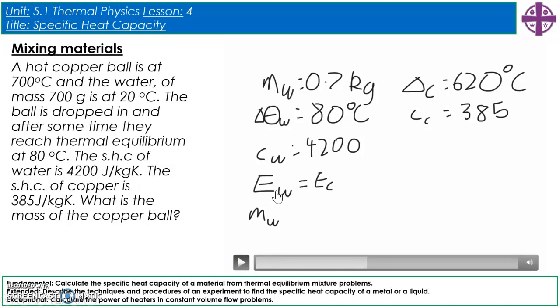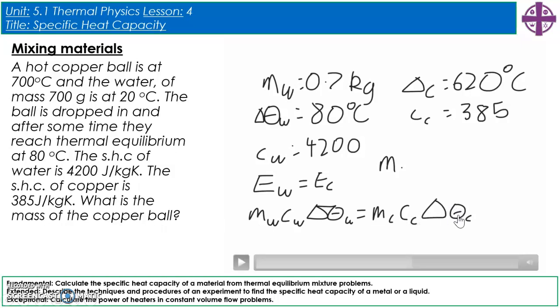So writing out the full specific heat capacity equation on both sides, I get the mass of the water times the heat capacity of the water times the change in temperature of the water is equal to the mass of the copper times the heat capacity of the copper times the change in temperature of the copper. I want to know the mass of the copper ball, so I'm going to rearrange this equation now for MC. The mass of the copper ball is equal to that.